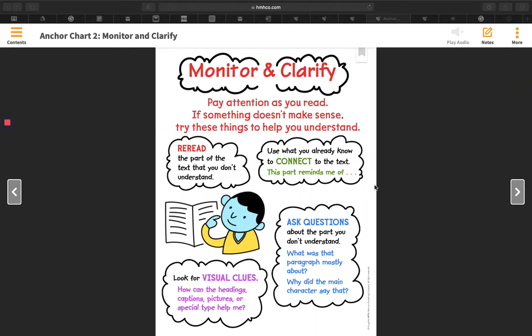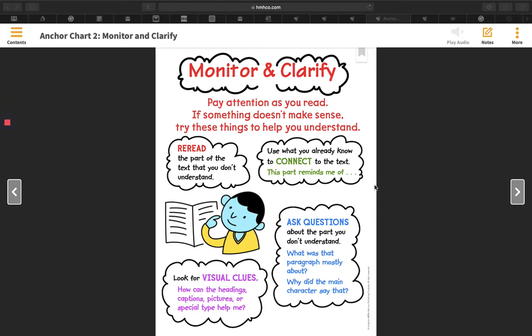The skill we're working on today is something called monitor and clarify. Monitor and clarify is basically when you are paying attention to your reading and recognizing when something doesn't make sense, and you try to understand things a little better because they don't make sense. So, how can you monitor and clarify when you're reading?